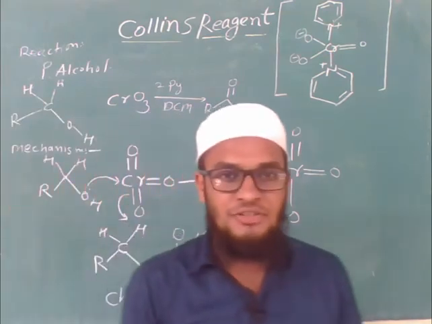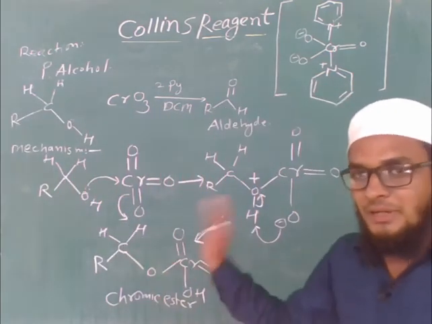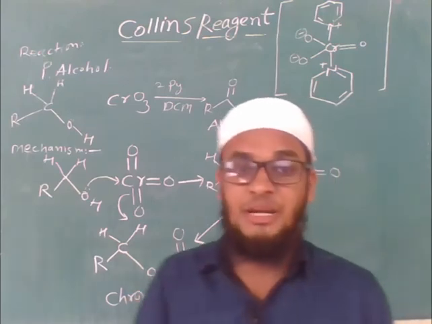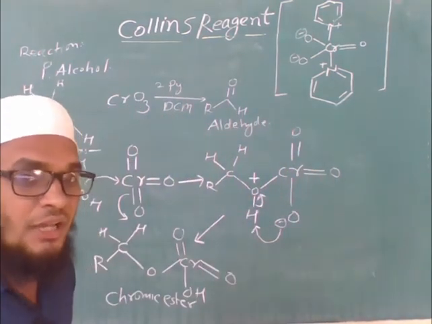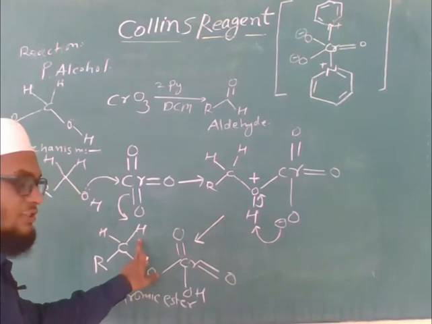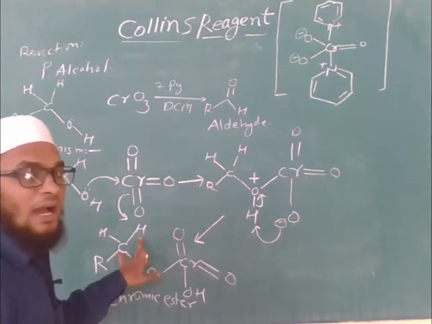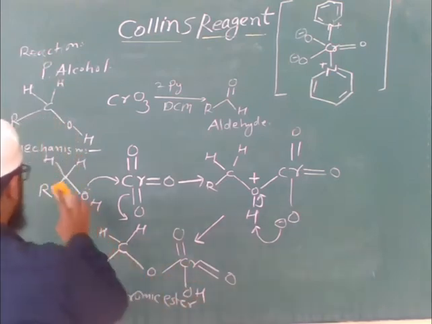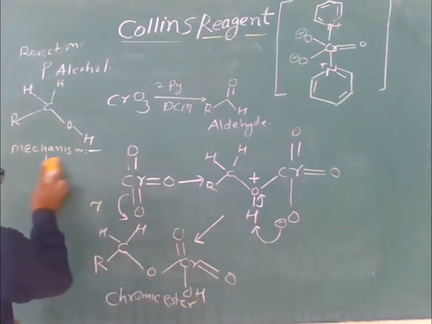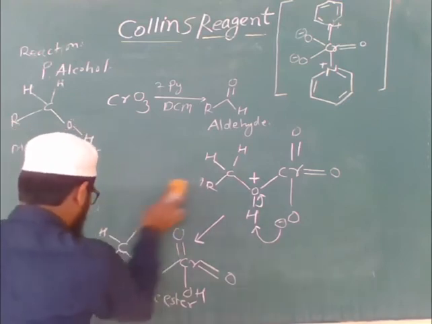So did you get the first step? I will rub this and I will tell you the next step. The next step is the removal of alpha hydrogen. This is the functional group and it is the alpha carbon. This alpha hydrogen will get removed and we will get our final product. So I will write the next step of the mechanism.